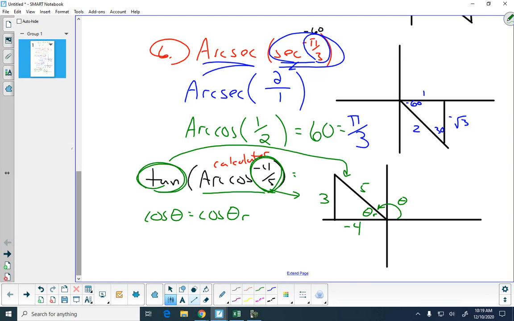Okay, so there's my triangle. Now what I want to do is just find the tangent of this triangle right here, which would be what? What would be the tangent of this triangle? 3 over negative 4, or negative 3/4. I can put the negative wherever I want. So we have negative 3/4. If we take a look at 5, we might as well make it a clean sweep here.